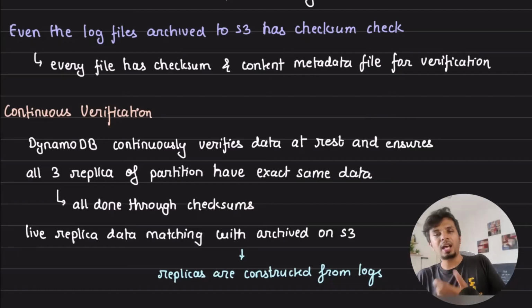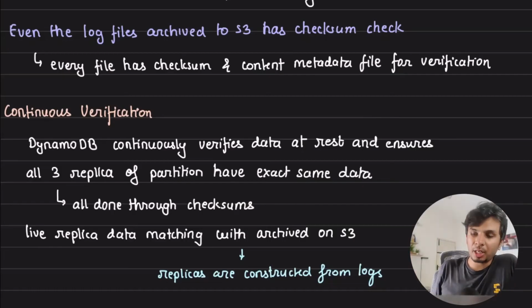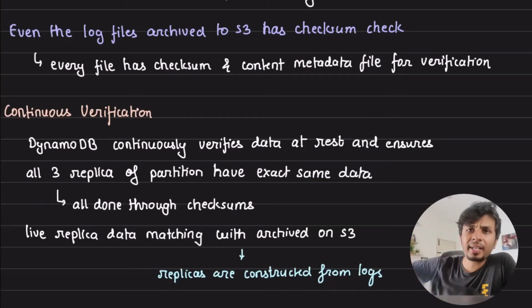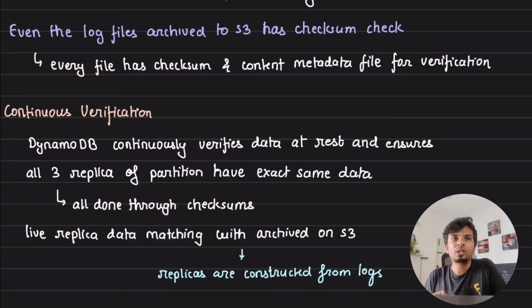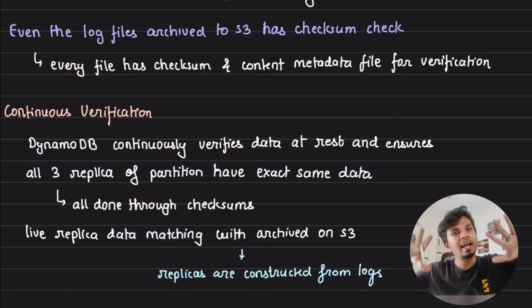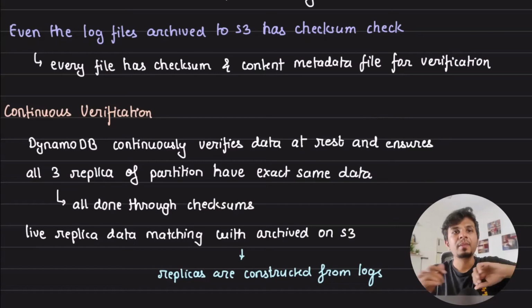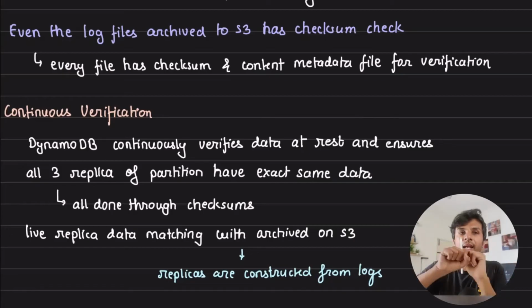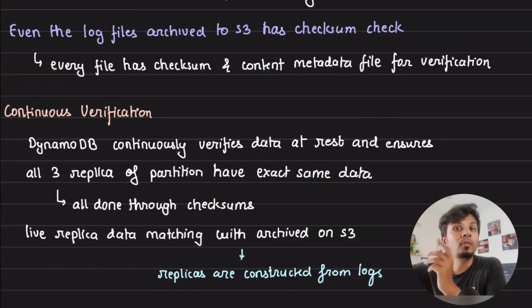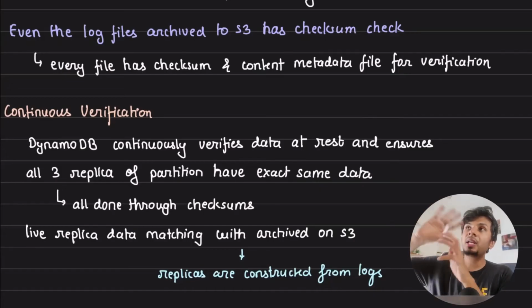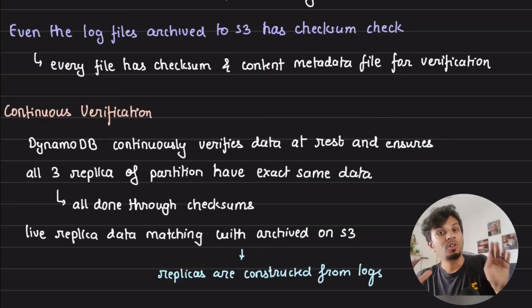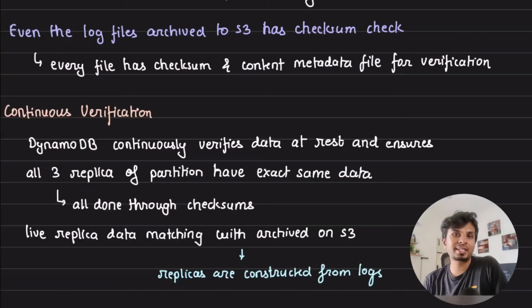Okay, next point. Apart from handling silent failures, what DynamoDB also does is continuous verification. DynamoDB continuously verifies the data at rest to ensure that all 3 replicas of the data have the exact same data. Again, checksums, right? Anything that you read around data integrity always has to do with checksums. What is archived on S3? Log files. It periodically downloads the log files, recreates a replica, and then confirms whether the data matches or not. DynamoDB has applied such high integrity checks, right?